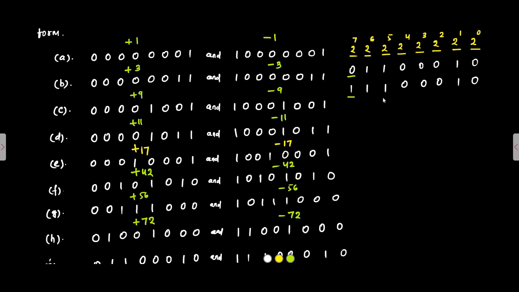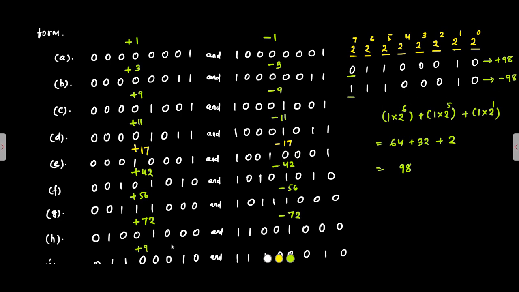Magnitude calculation for the remaining magnitude bits is 1 into 2 to the power 6 plus 1 into 2 to the power 5 plus 1 into 2 to the power 1, equal to 64 plus 32 plus 2. 64 plus 32 is 96 plus 2, 98. So this one will be plus 98. This one will be minus 98.